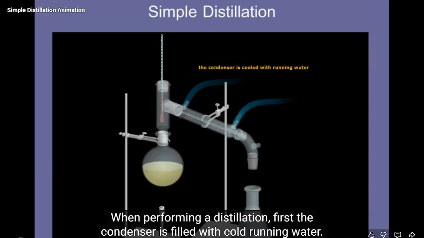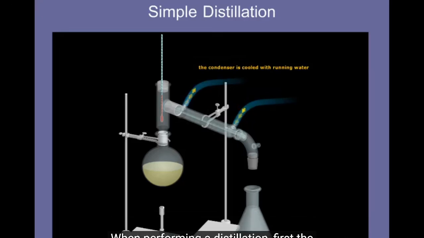When performing a distillation, first the condenser is filled with cold running water. Next, so this condenser tube, it's actually a double tube. It's got glass on the outside and it's got glass on the inside. So it's actually like a tube within a tube. And through the outside portion of the tube, they actually run cold water. So there's cold water all along the outside of the tube. There is a passage, though, right through the middle where anything that comes up here can flow down and drip through and get condensed as it comes into contact with that cold water.